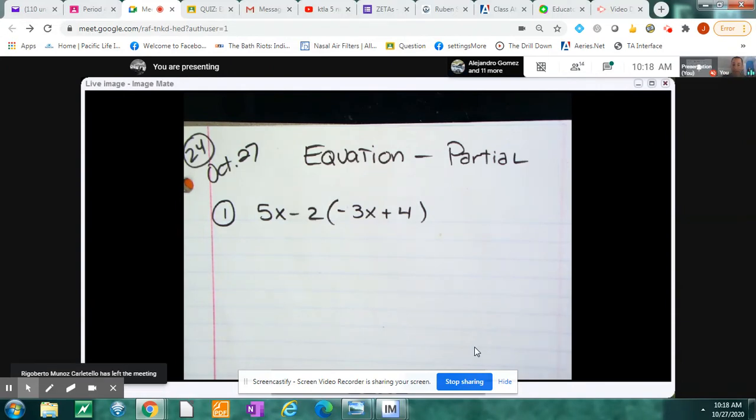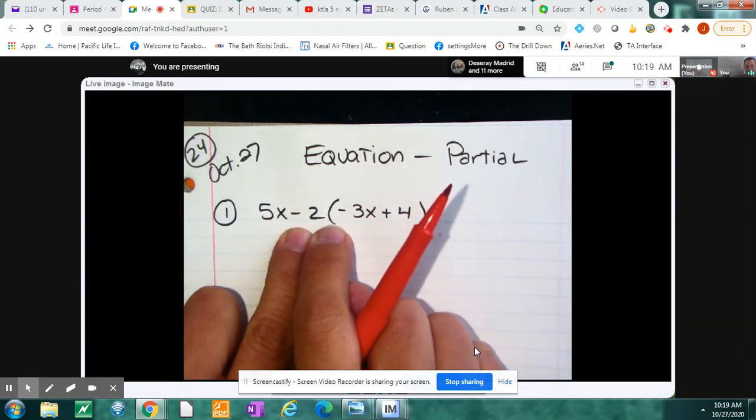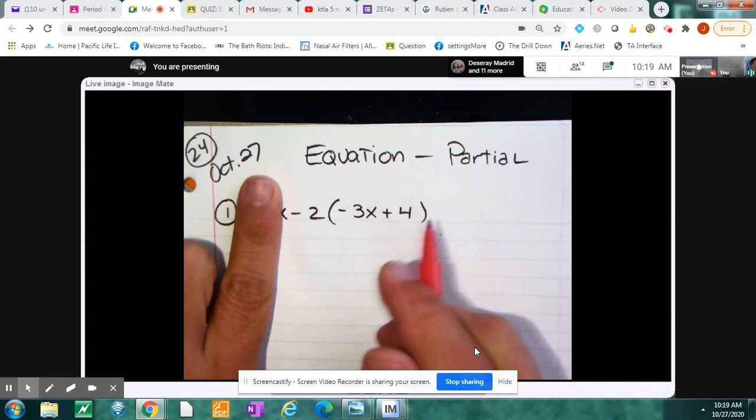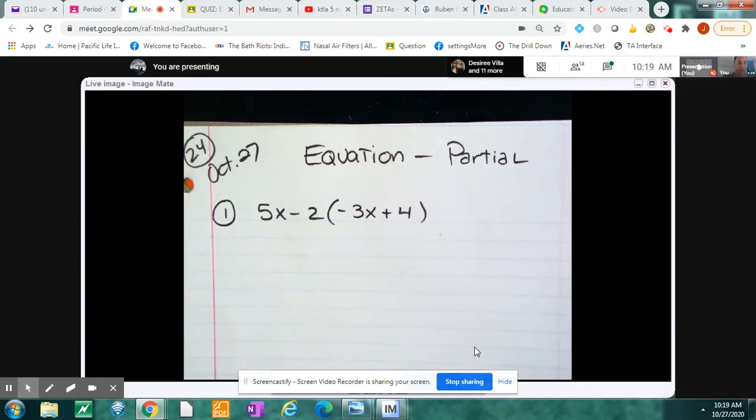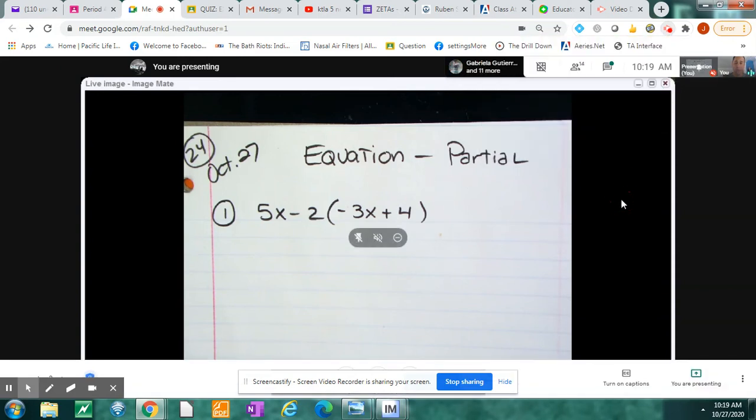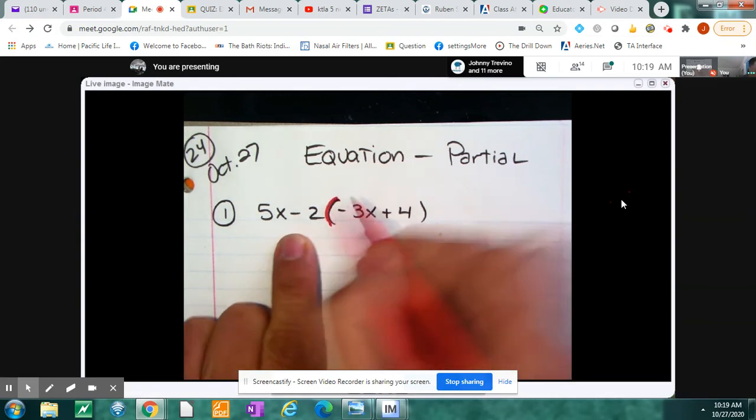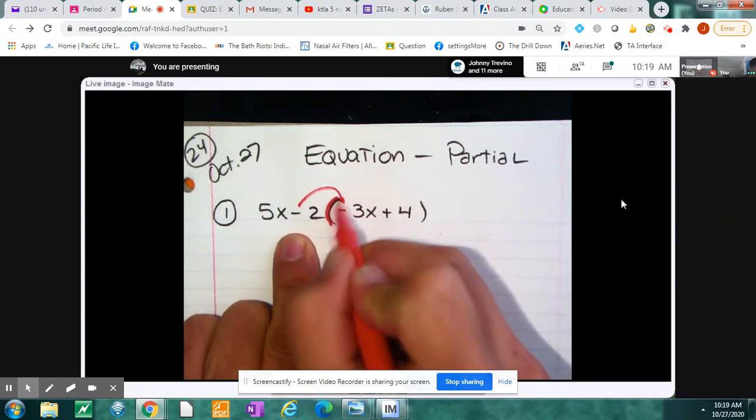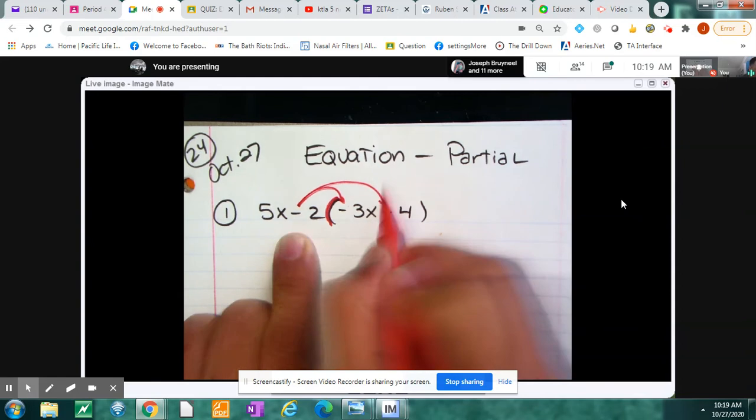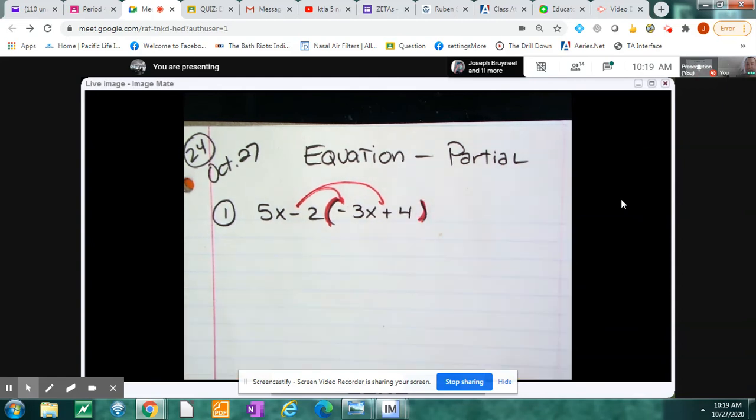All right. So now, what do we do here? Remember, we don't do 5x take away 2. And if it was 5, we don't do 5 take away 2. So what do we do? We do what's called the parentheses, the distributive property. So you do the arrows until when? Until the end of the parentheses. So that's it.